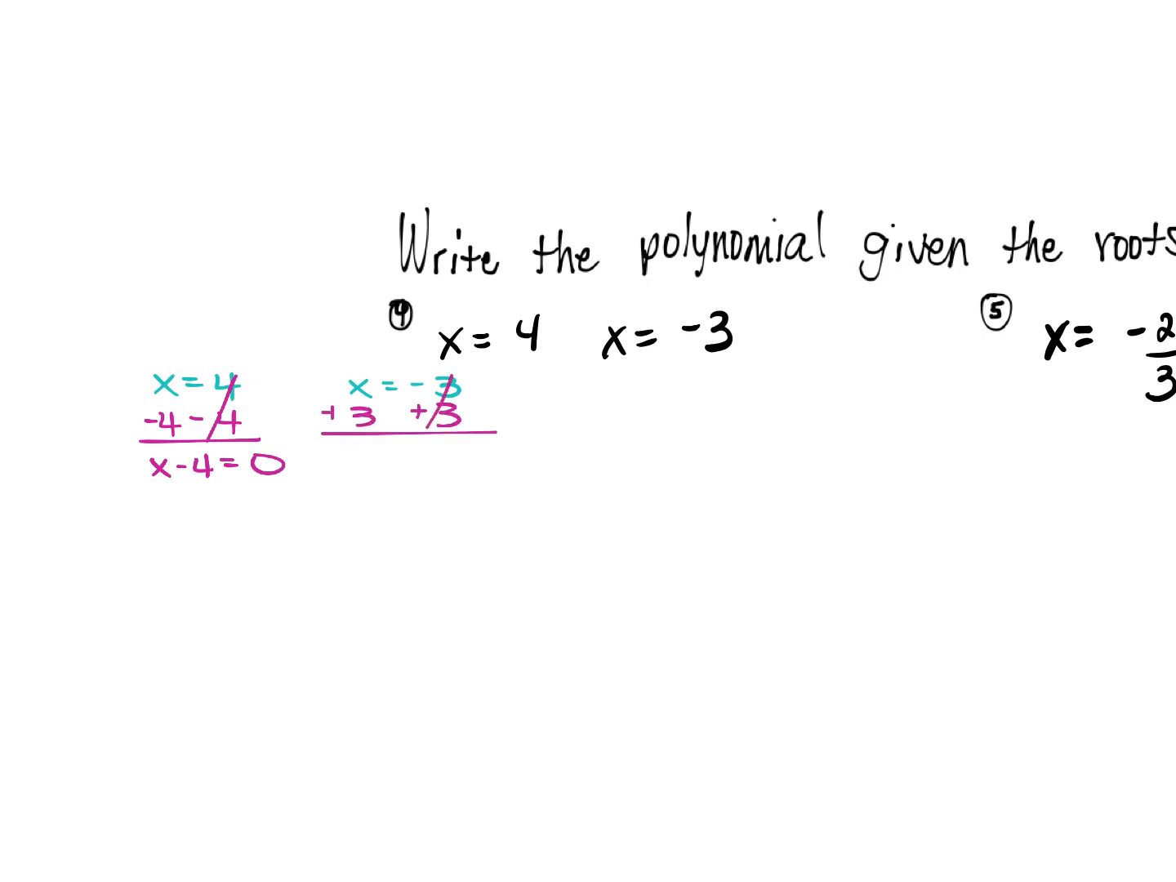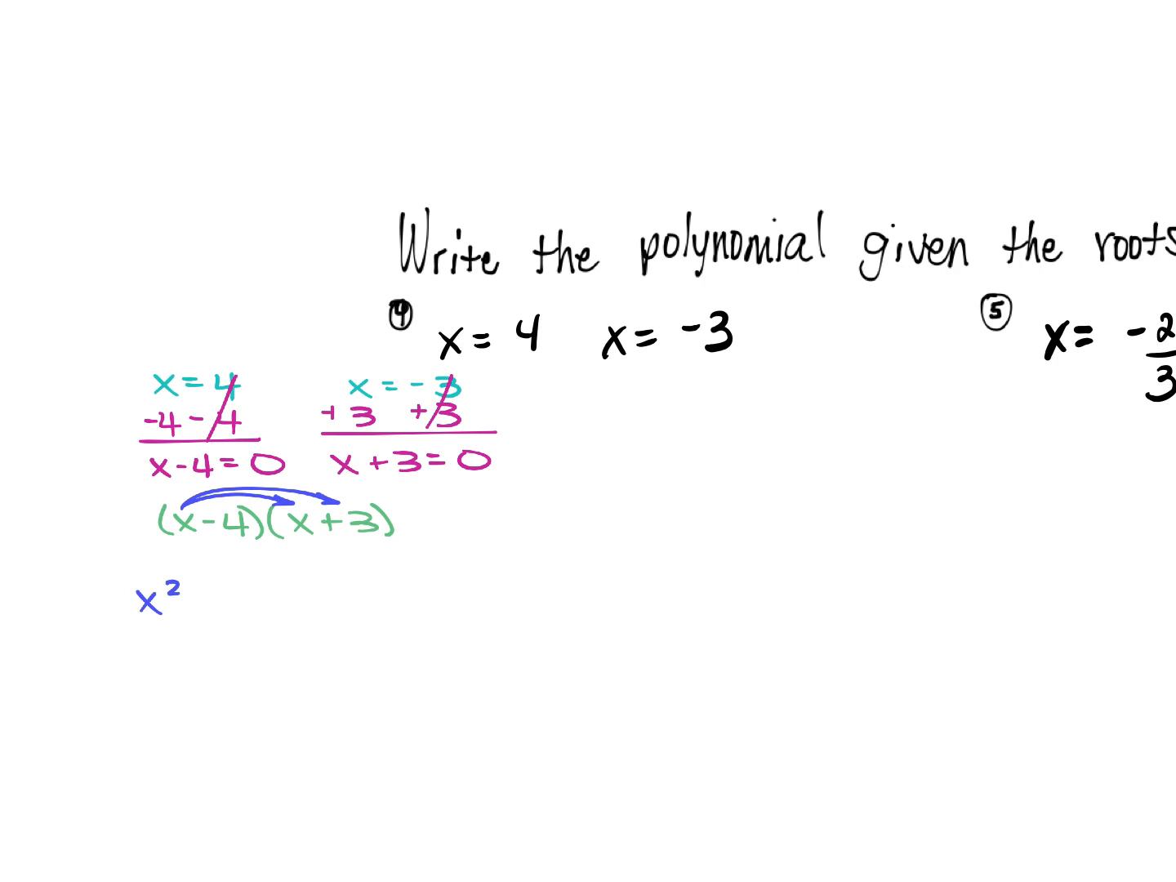So that's x plus 3 is equal to 0. Both of these are equal to 0. So from here, set them into parentheses and multiply them out. So you have x minus 4 as well as x plus 3. Multiply them. The x times x is x squared.